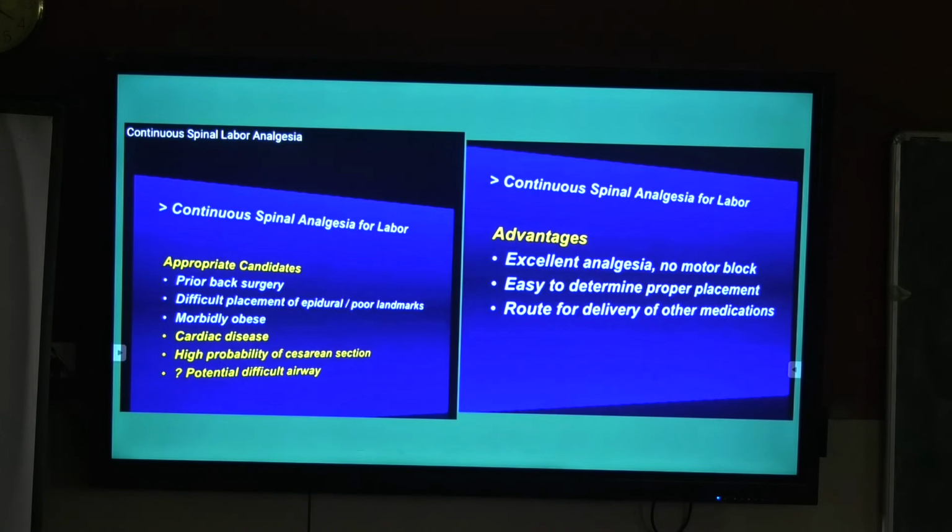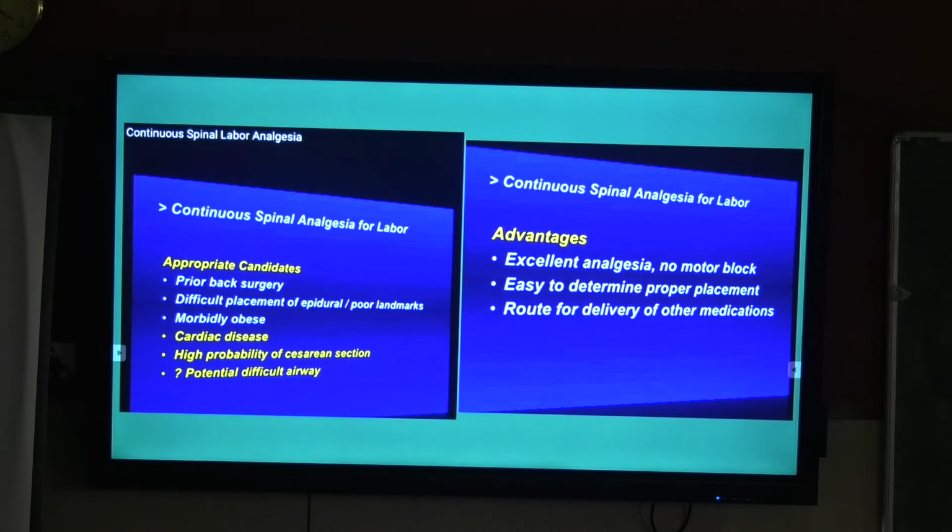Now something about the continuous spinal labor analgesia. Someone was asking me this question during lunchtime. So there are appropriate candidates for this. I have not used this for continuous spinal labor analgesia, but there are some appropriate candidates where it can be thought of, like parturients with prior back surgery, difficult placement of epidural or poor landmarks, morbidly obese parturients, where the risk of PDPH is very less, parturients with cardiac diseases, cases where there is a high probability of cesarean section, and patients with potentially difficult diabetes.